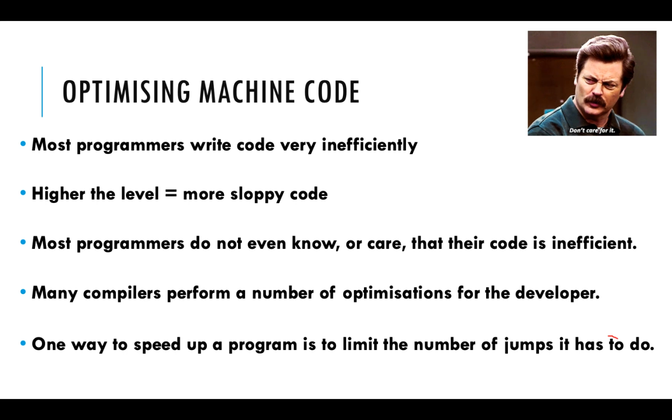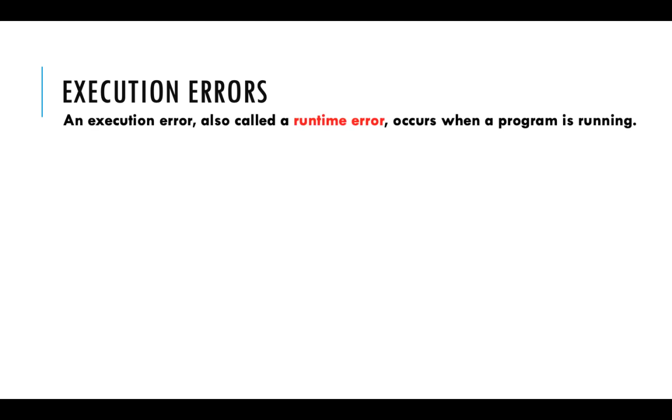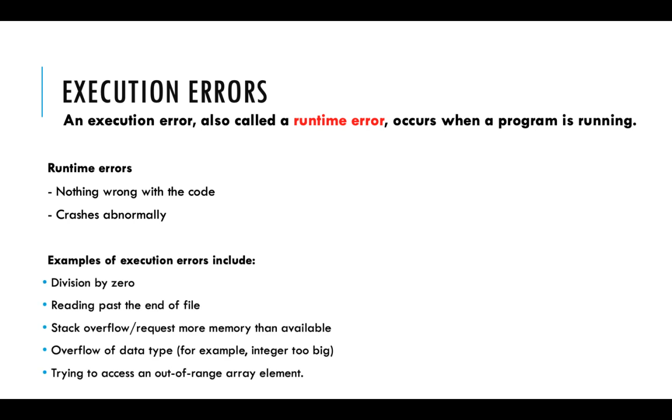The next thing we're going to do is talk about the different errors that we could potentially get during the compilation process. The first type of error that we're going to look at is something called an execution error. An execution error, also called a runtime error, occurs when the program is running. And usually there's nothing wrong with the code, it just crashes abnormally. There are a few different execution errors that may occur: division by zero, reading past the end of a file, potentially overflowing a stack, overflow of a data type, i.e. an integer being too big, or even trying to access an out-of-range array element.